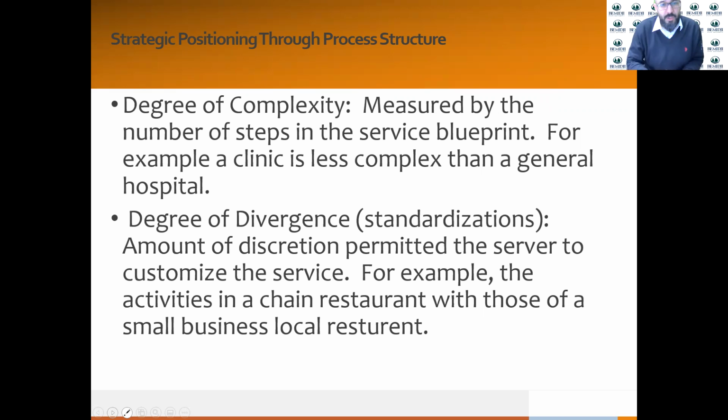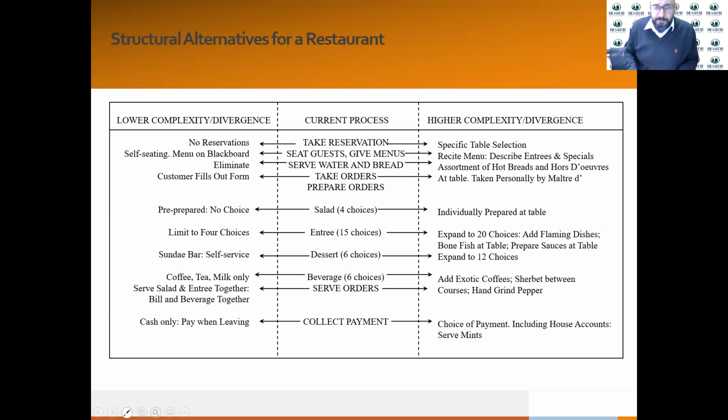So it is important to look into process improvement from the structure of a process, whether the degree of complexity or the degree of standardization. Here's an example on the complexity for a restaurant. If you look into this restaurant, this is the current process. And if we need to make it higher complex or lower complex, with more standardization.